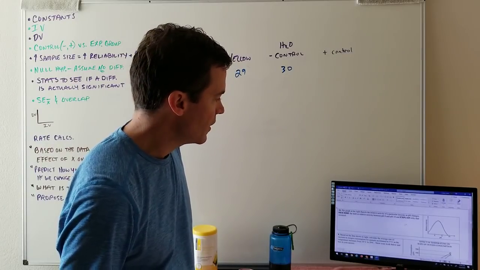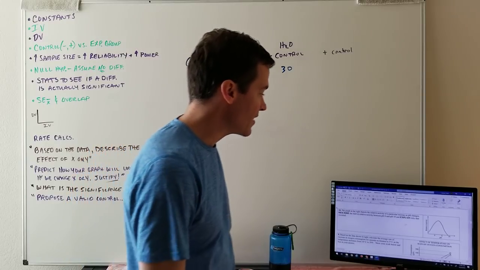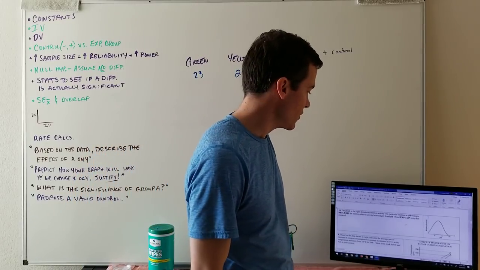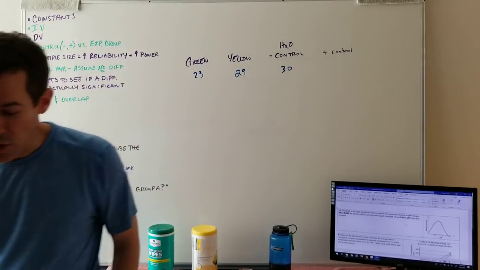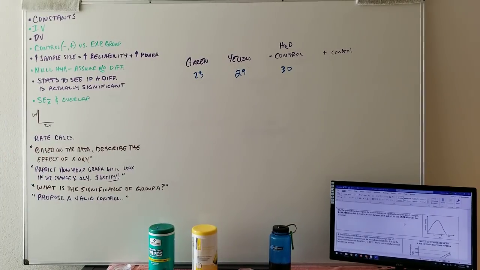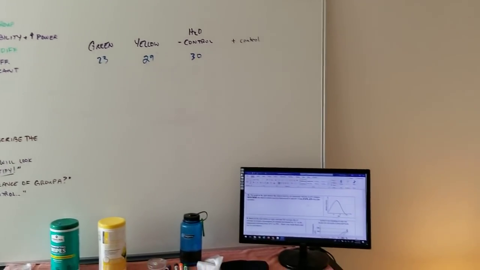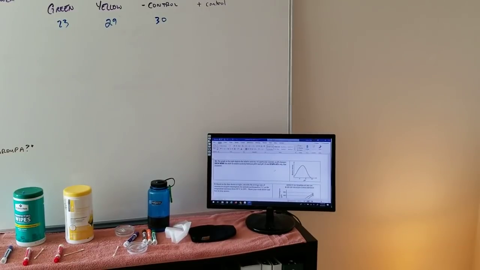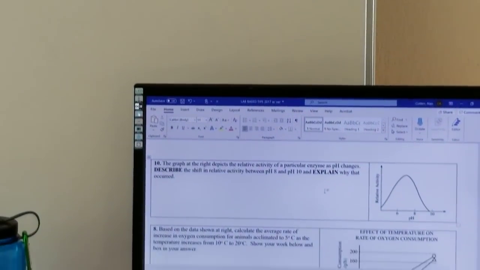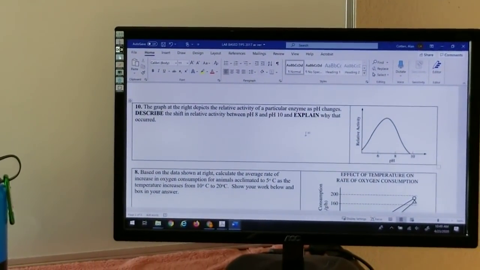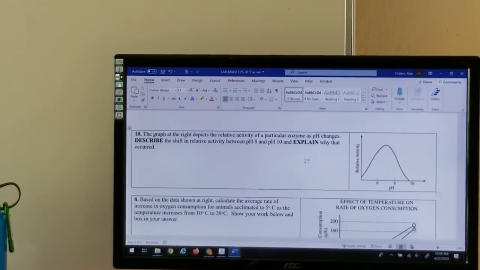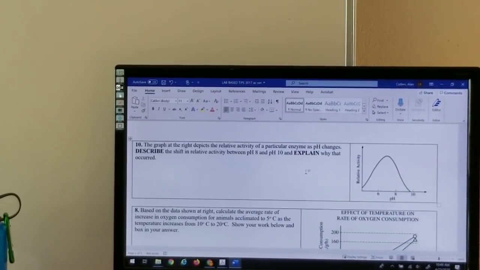So on your test, it's likely that you're going to see some data tables or graphs, even though there's only 2 questions. And a lot of times they're going to ask you to explain what's happening in the graph. So describe what's happening and then explain why that is happening. So we're going to walk through a few examples of that real quick.